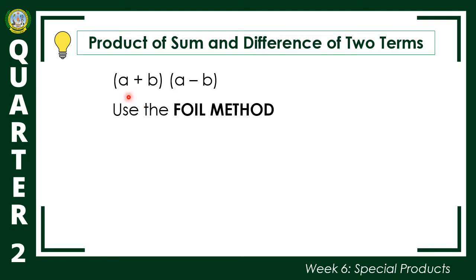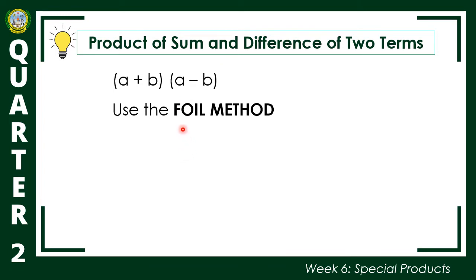Meaning, yung first terms po ay parehas and then yung atin pong second term ay almost the same. Ang pinagkaiba lang, yung isa ay positive, yung isa ay negative. Kaya nga po sum at saka difference. Okay? So, yun po yung palatandaan po natin na parehas ng first term at halos parehas naman po sila ng second term. Isang addition, isang subtraction.